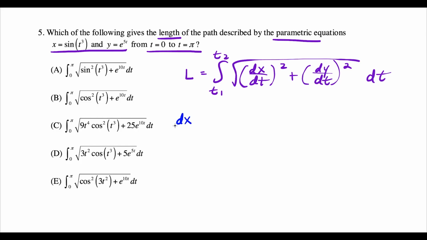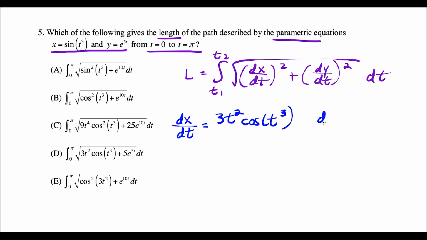Just note, there are so many questions on the AP test that use chain rule, so you have to show up knowing chain rule. So the derivative of sine t cubed, we have the derivative of the outside is cosine. So we keep the inside as t to the third. And now the derivative of t to the third, let's just make that a little neater. So we have t to the third, the derivative of that is 3t squared.